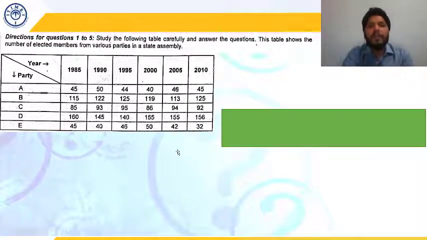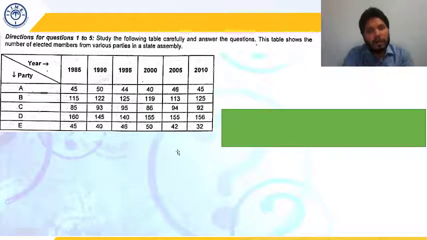For example, in year 1985, from party A, there were 45 members selected in the state assembly, and from party B in the same year it was 115. From party C it was 85, from party D it was 160, and from party E it was 45. And the total number of members selected in the state assembly in 1985 is going to be the sum of all these. Similarly, if someone asks what is the number of members selected from party A in 1995, it is going to be 44. If someone asks you the number of members selected from party C in 2000, it is going to be 86. So this is what the data is showing.